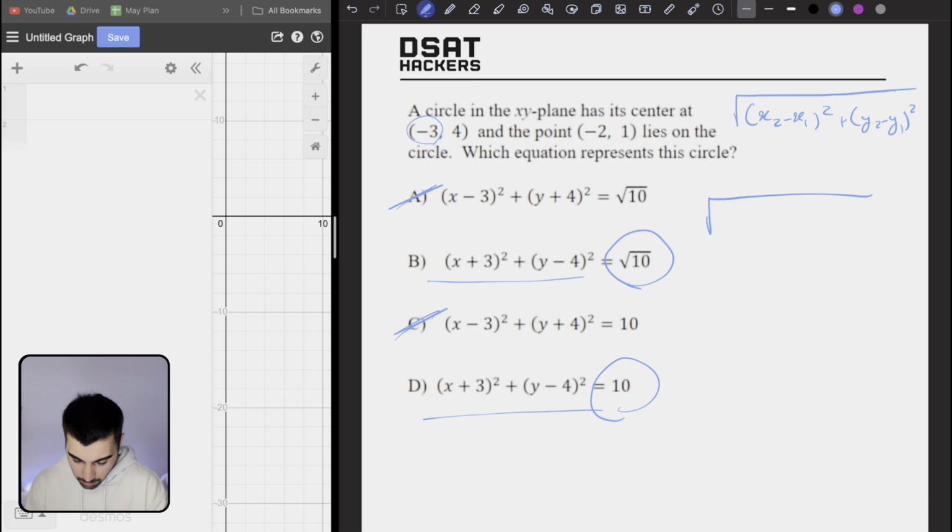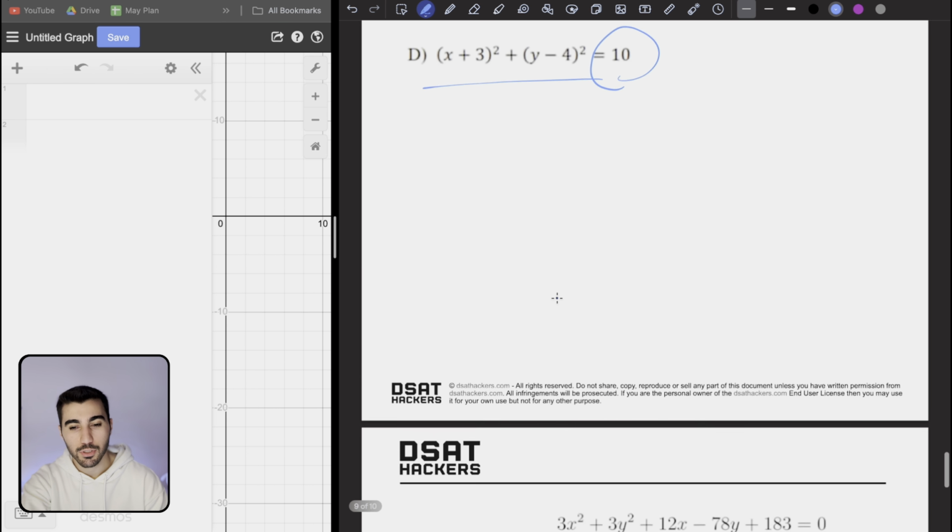So negative 3 minus negative 2 is going to be negative 3 plus 2, which is negative 1. Then square that is going to be 1. Plus 4 minus 1 is going to be 3. Square that, 9. So we have 9. So it's going to be root 10 for the radius, the distance between those two points. So choice B is going to be the answer for this question.